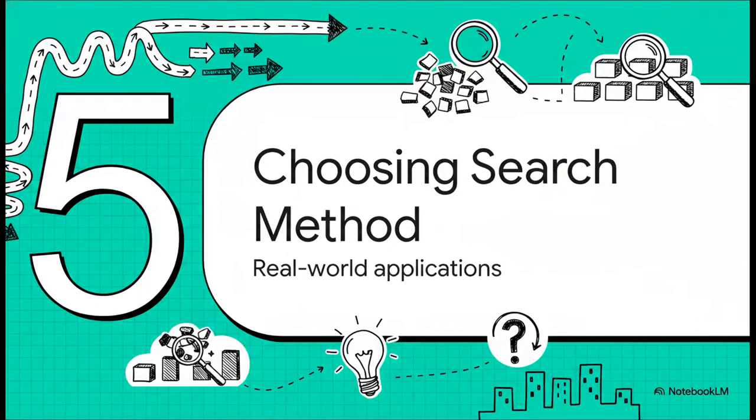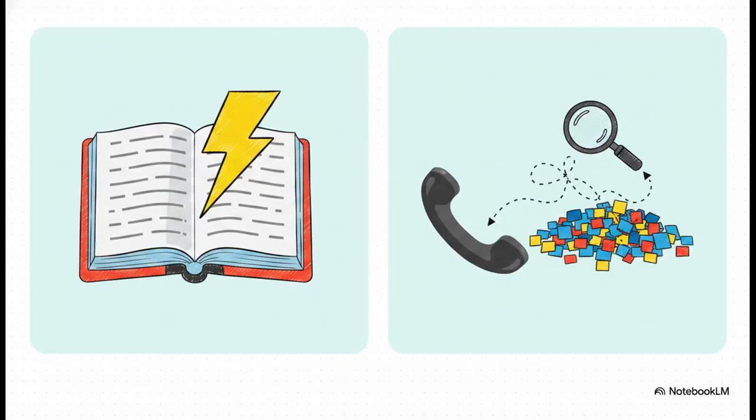Finally, Section 5. Choosing the right method. Real-world applications. Let's think about a classic, everyday example, a phone directory. If you're searching for a phone number by looking up a person's name, that list is already sorted alphabetically, right? This is perfect for binary search. You can just jump straight to the middle of the alphabet and zero in on the exact name with lightning speed.